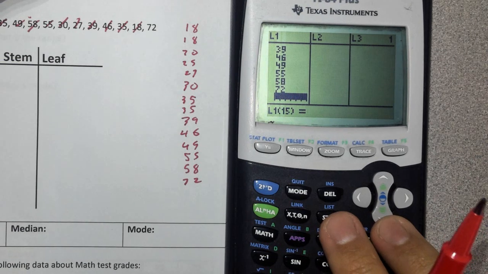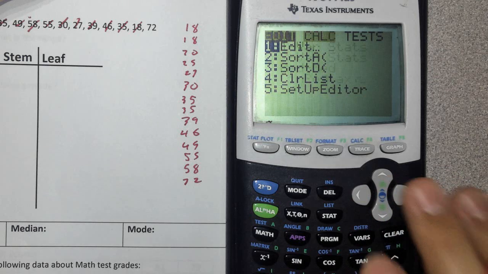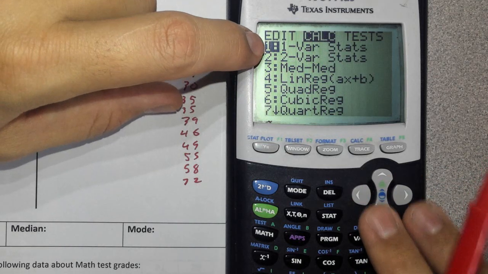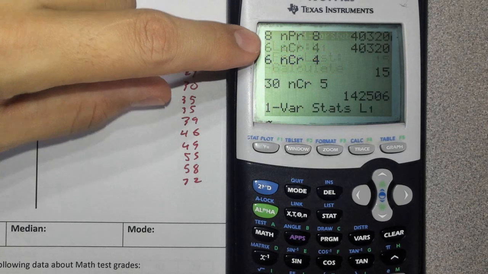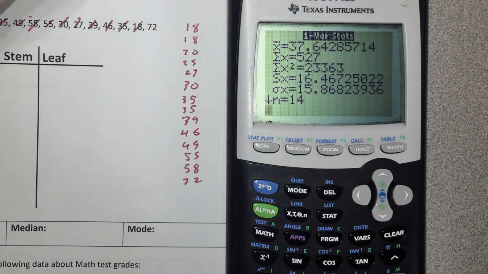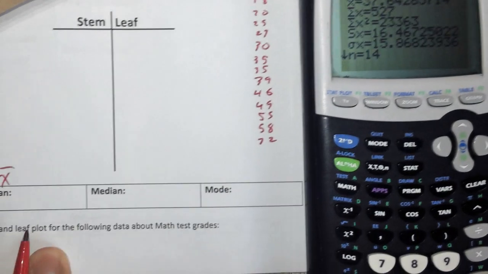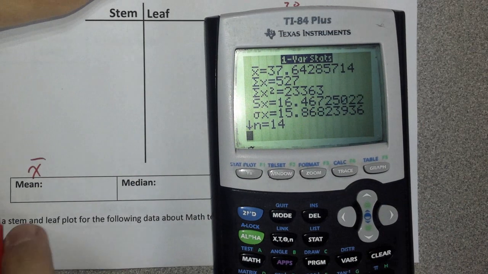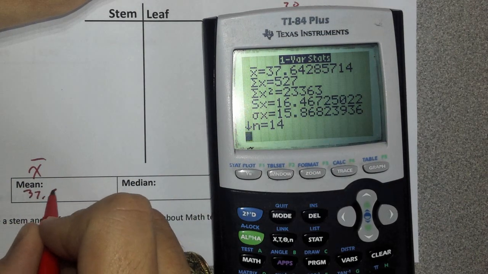Let's go ahead and look at our statistics. So press that stat key again. We're going to go over to calc, one variable statistics. Go down to that one and enter a few times. There they are. So this x bar is your mean. X bar is your mean. My average for this is 37.6.